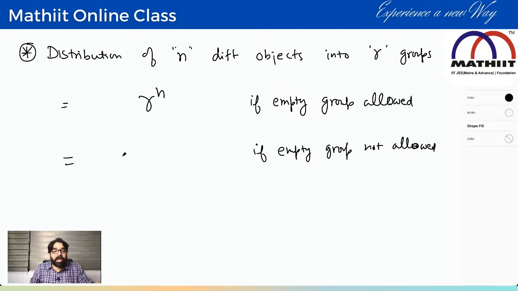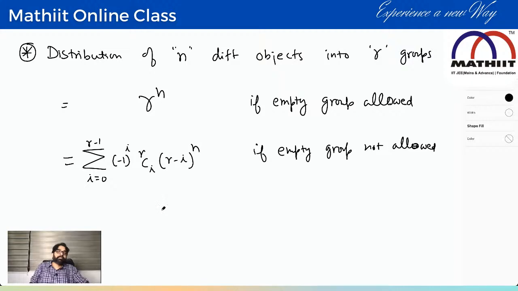If empty group is not allowed, then there is a slight problem. Either you do it manually, which will take a lot of time, or use this recursion formula. Sigma I equal to 0 to R minus 1, (minus 1) power I, RCI into (R minus I) whole raised to N. This is if empty group is not allowed. Without the formula also you can do it, but it will take a lot of time, so I suggest you use this formula.